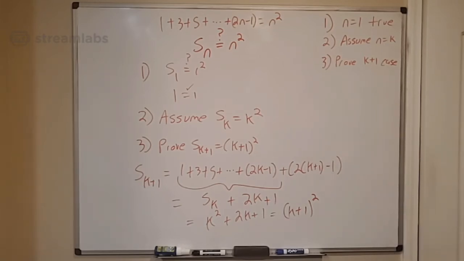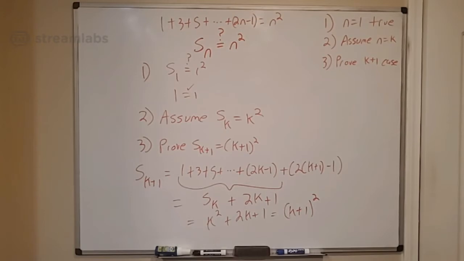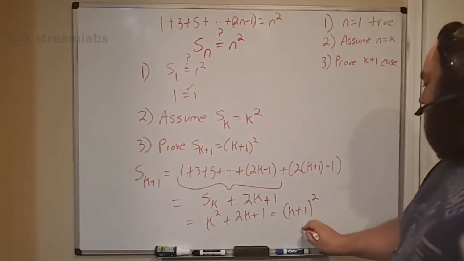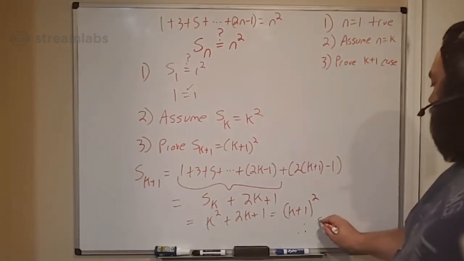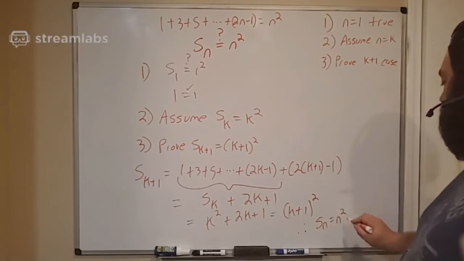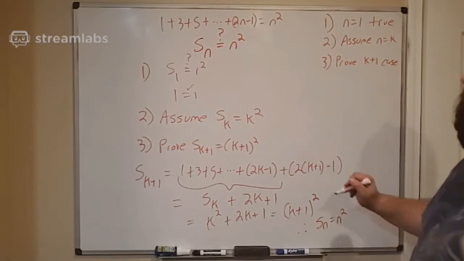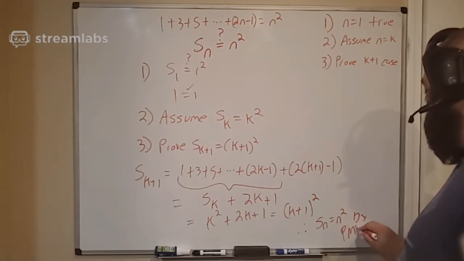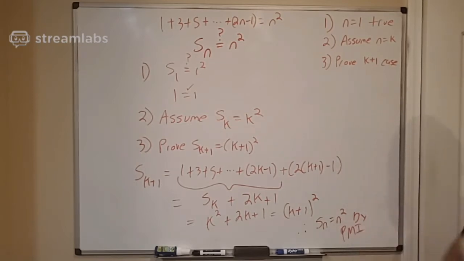We're done. So how do you write that? Like in the previous one, you did the little dot things. So, therefore, s sub n equals n squared. I don't think they say natural numbers or anything, but by PMI. And PMI, again, is the principle of mathematical induction. It is natural numbers, so they said natural numbers, but you can just say Sn equals n squared by PMI.